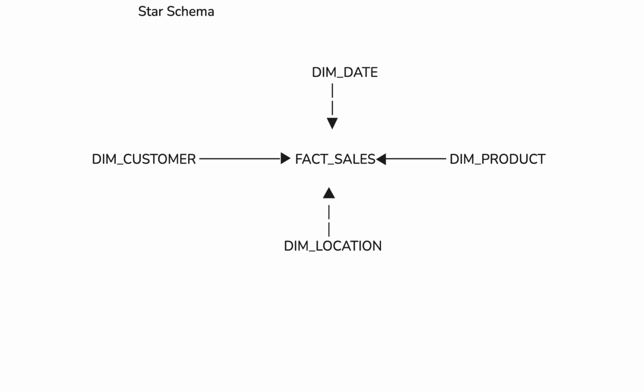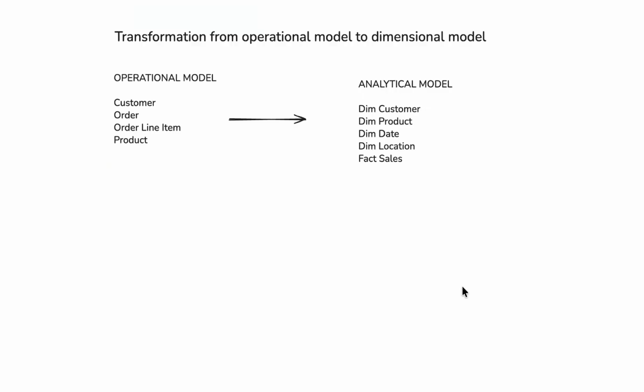Now let's zoom into the keys and try to understand the star schema relationships. The fact table contains the dimension keys. Customer key connects to dim customer, product key connects to dim product, date key connects to dim date, and location key connects to dim location. That allows us to take the measurements stored in the fact table and analyze them using attributes from any of these dimensions.